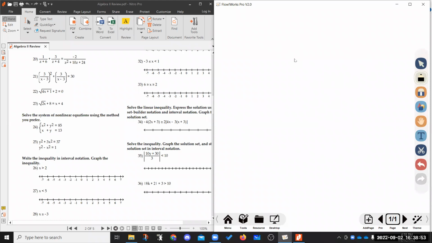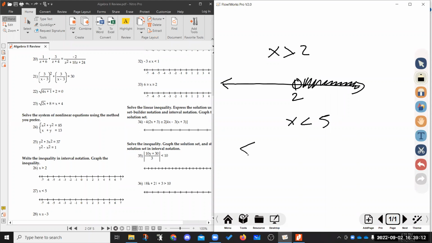Now we're going to write an inequality in interval notation. The inequality is x is greater than 2. So here's my number line. I'm not going to draw all the numbers on the number line. There's 2. There's going to be an open circle, and I'm going to shade to the right. Next, we're going to graph x is less than 5. And put 5 on my number line. There's an open circle, and the arrow is pointing to the left. I'm going to shade to the left.